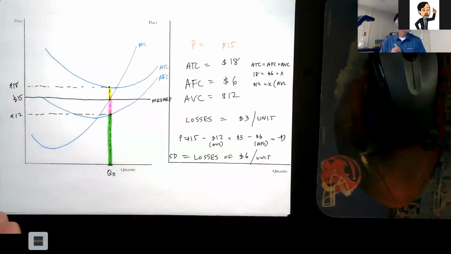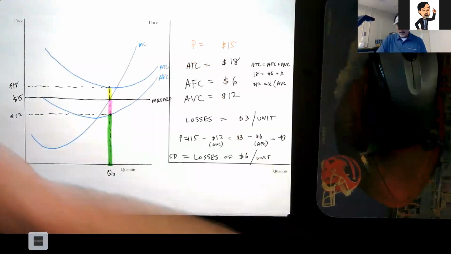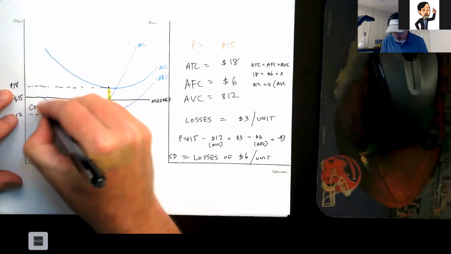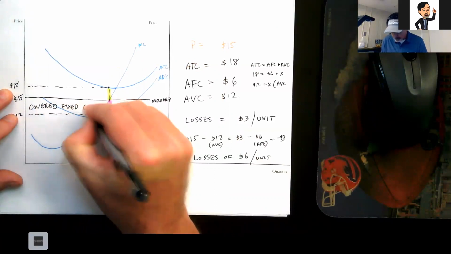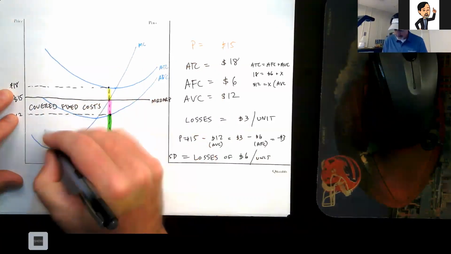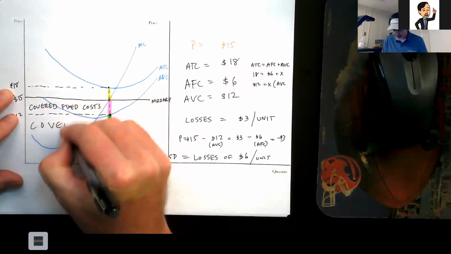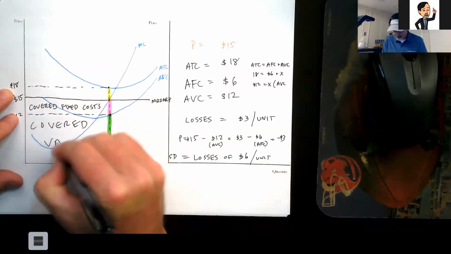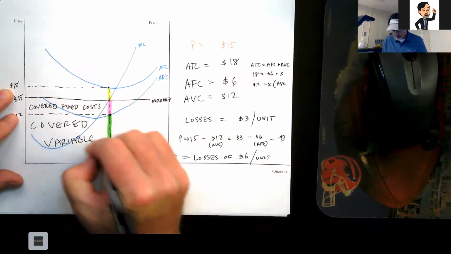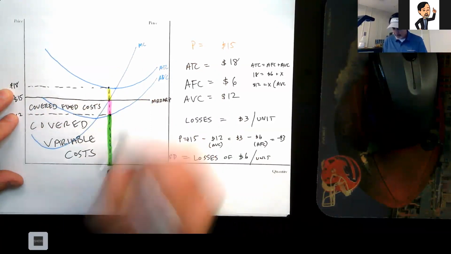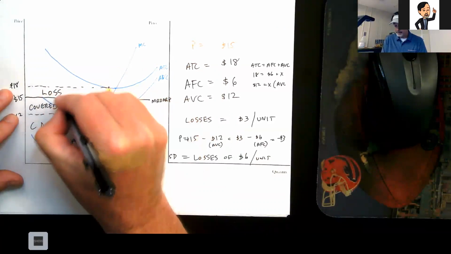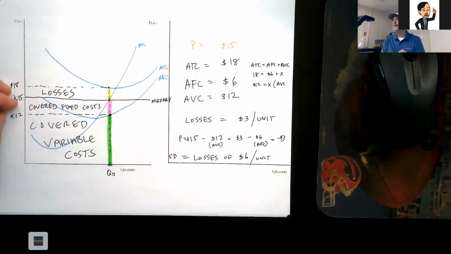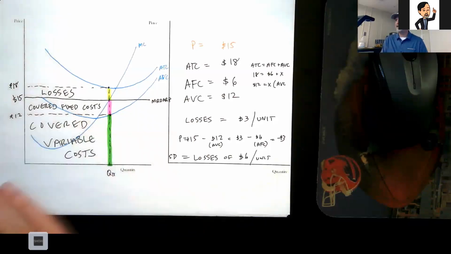unit. Okay, so what we have is covered fixed costs, right? This area is covered variable costs. And what is this part right here? Losses. Because our price isn't high enough to cover all of those things.